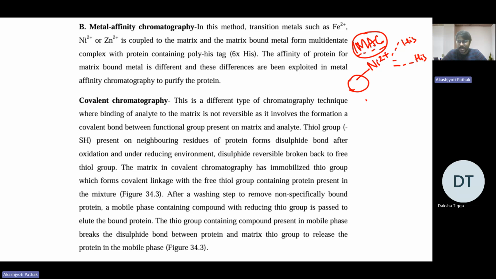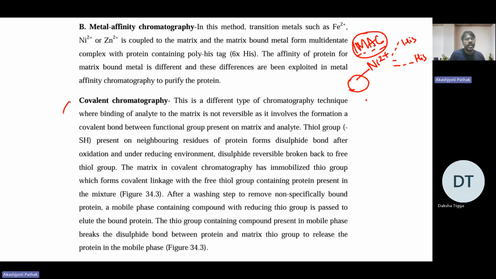Okay, it also has an imidazole group. So there is competition between this histidine and this imidazole. As a result, once you add a very high concentration of imidazole, what will happen? Your protein will no longer remain bound to your column. Rather, your imidazole will bind to your nickel ion, and your histidine tag protein will get eluted.